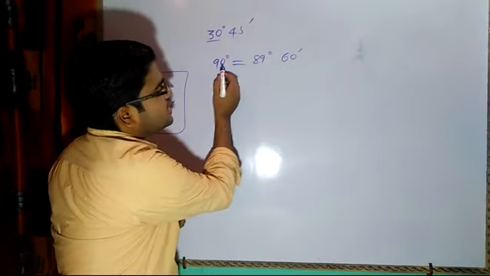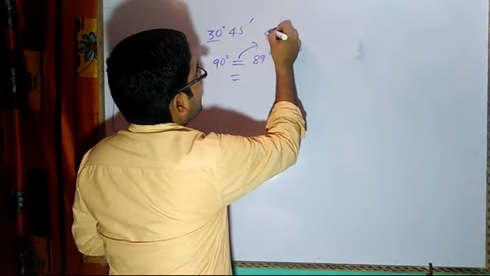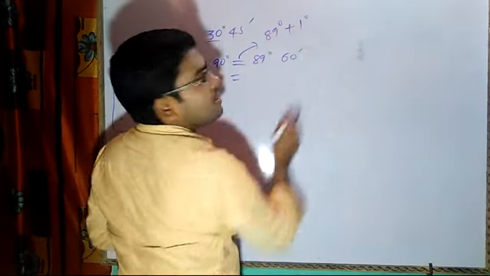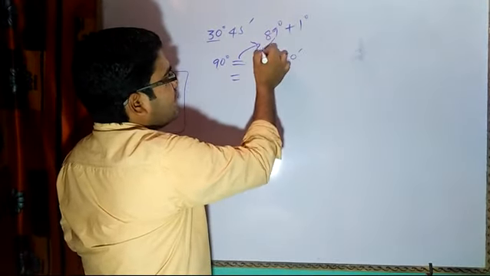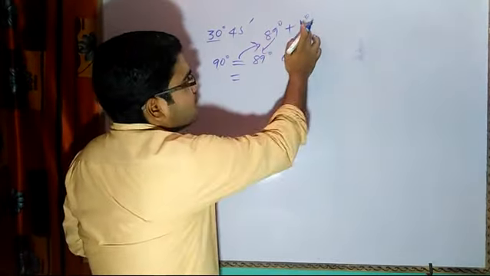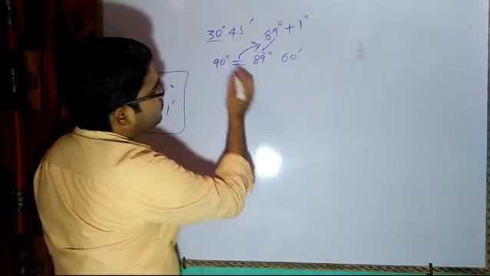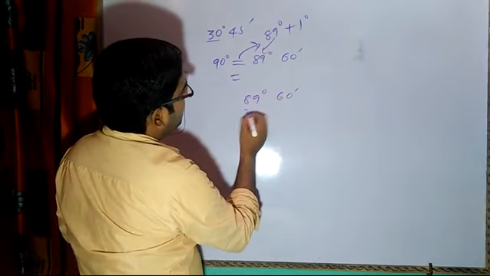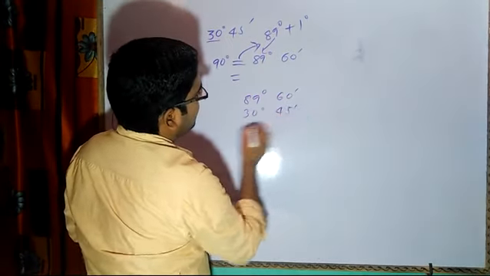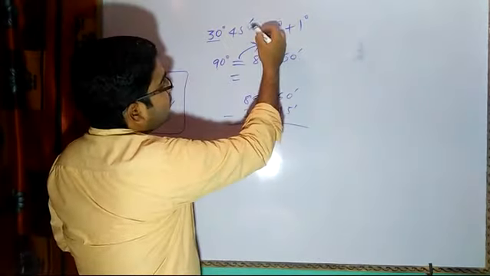So this 90 degree can be written as 89 degree plus 1 degree. 89 degree plus 1 degree is equal to 90 degree. 89 degree will be written as it is, and then 1 degree can be written in the form of minute as 60 minute. So you have to subtract 30 degree and 45 minute from 89 degree 60 minute. When you subtract, you will get the complement of this angle.